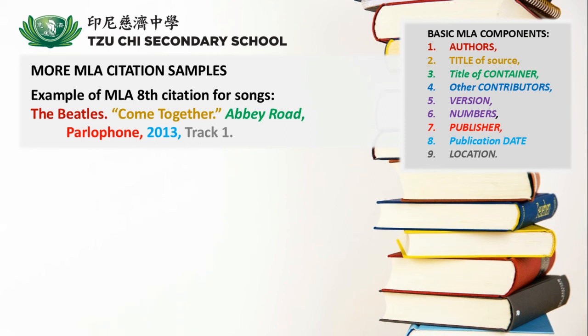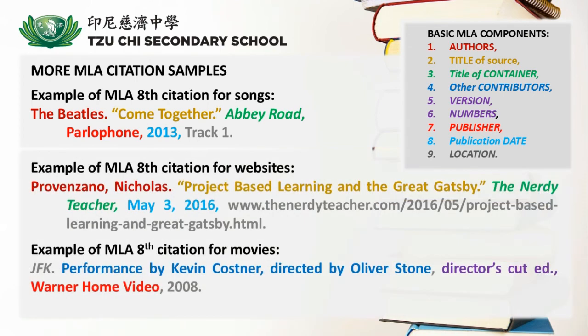As you can see, the sample MLA 8 citation for songs. Here is the Beatles with the song Come Together in the album Abbey Road, published by Parlophone in 2013. The location is track number 1 in the album, Come Together, right? Okay, so that is how we write the works cited of the song.